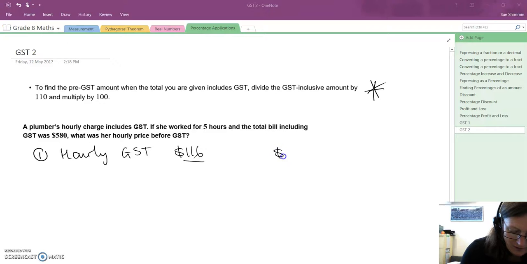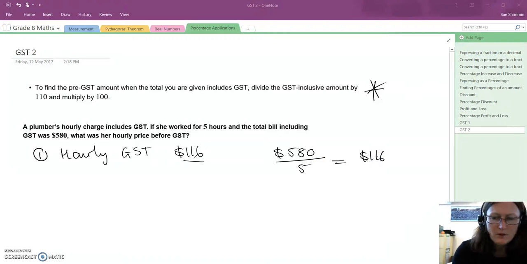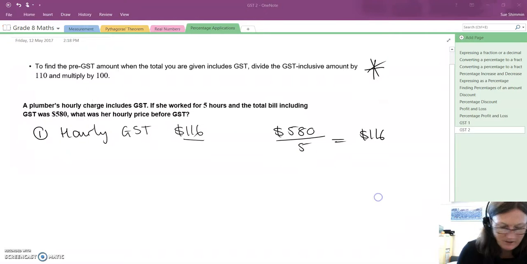How did I get that? The total price was $580. She worked for 5 hours. That's $116. So including GST, her hourly charge is $116. Let's find out how much the pre-GST amount is.